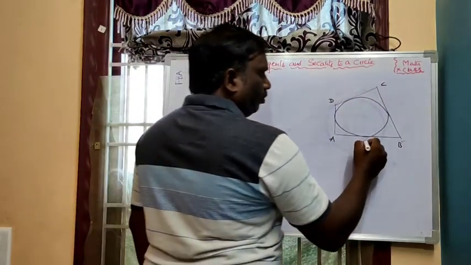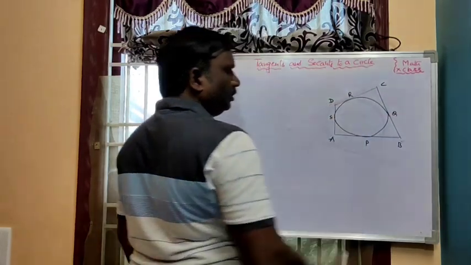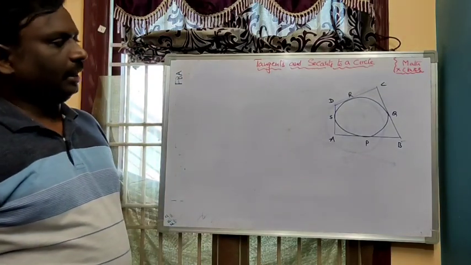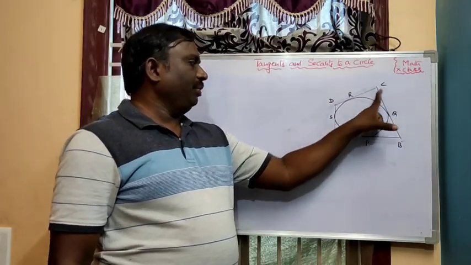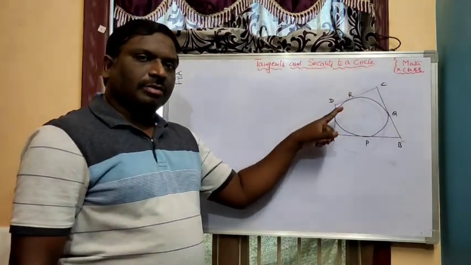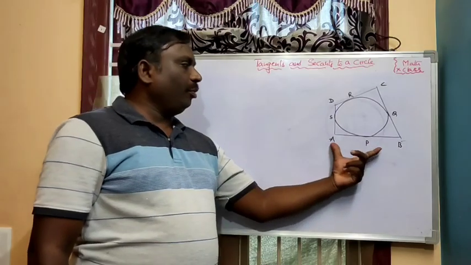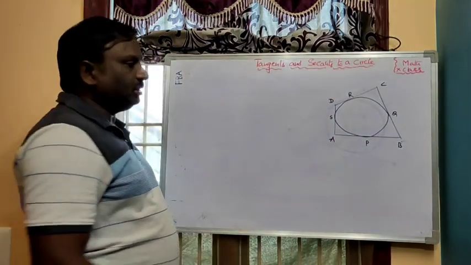Now the circle touches the sides at P, Q, R, S. Then we have to prove AB plus CD equals BC plus AD. Yes, the quadrilateral is circumscribing a circle. Then we have to prove AB plus CD equals BC plus AD.